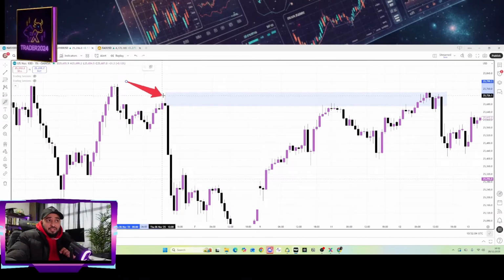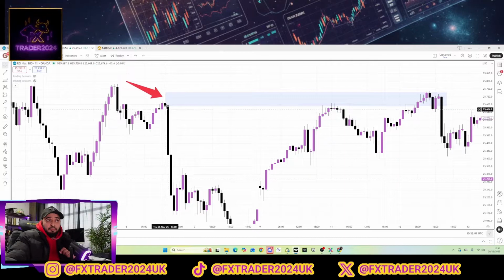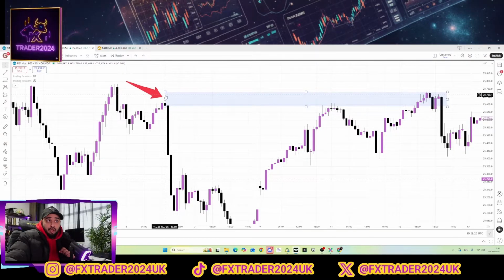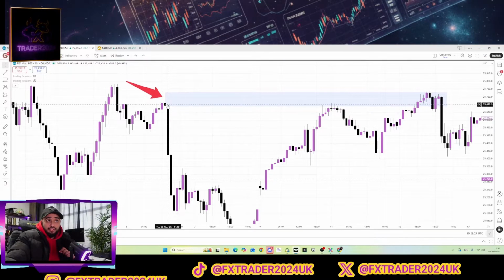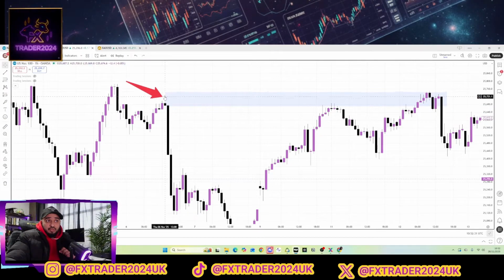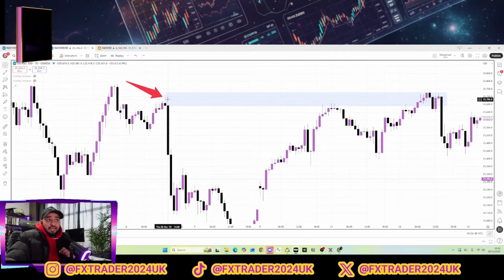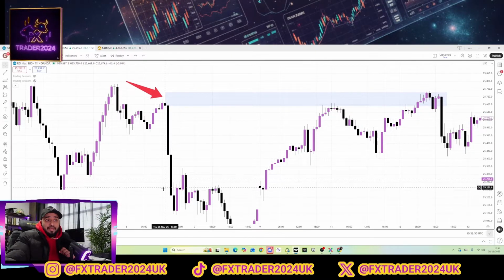To keep this beginner friendly, I have 3 rules for a valid order block. Rule number 1, it must be the last opposite direction candle before a strong move. So here we have the last opposite direction candle before the strong move down. As you can see, this is the swing low to the swing high. The last candle pushed up before the sellers came in control, pushing the price back down. So this candle here would be the last candle in the opposite direction before the big move down.